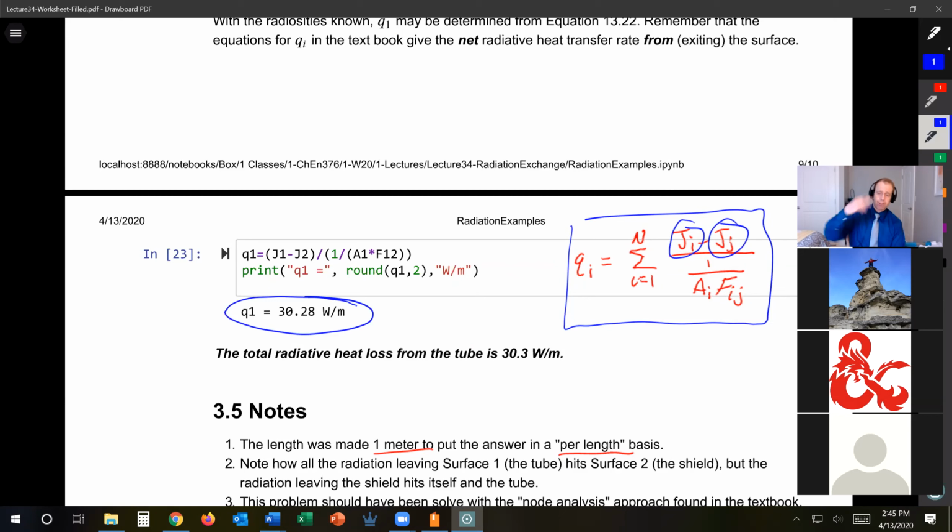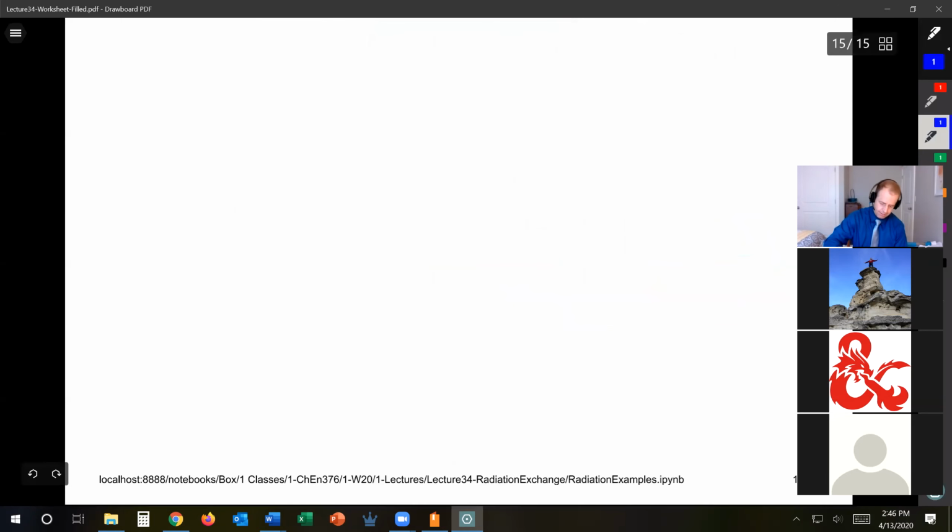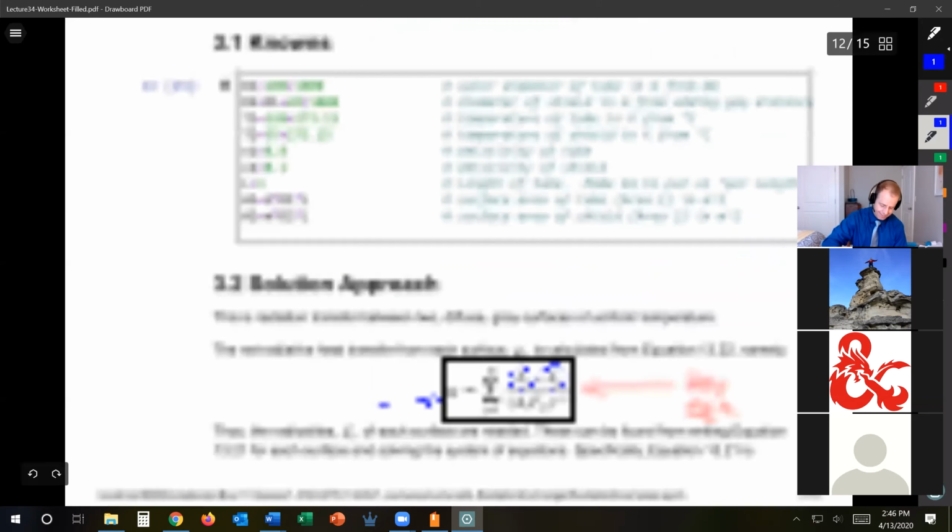So I've given you a 3-body example. I've given you 2-body examples, both with gray surfaces. What about a black body? What about, oh, it's at the top, sorry.